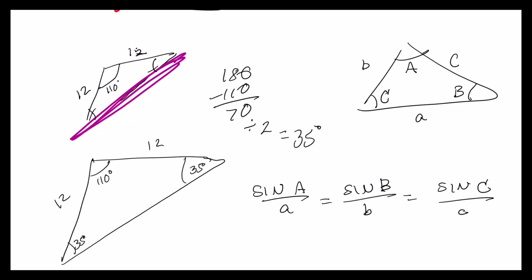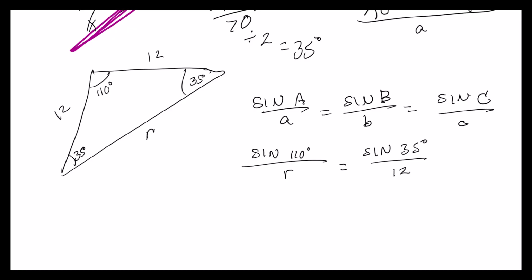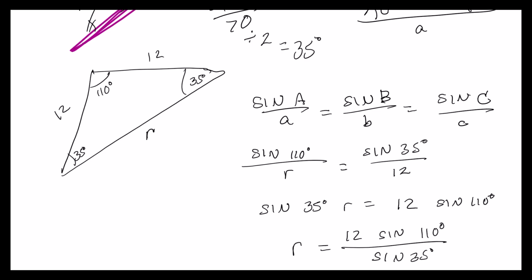So now we actually do have everything. If I call this R, sine 110 is to R, kind of like an SAT question, as sine 35 is to 12. You don't even have to remember the law of cosines if you do it that way. It's just a little bit fewer steps. So sine 35 times R is 12 sine 110. So R is equal to 12 sine 110 divided by sine 35.